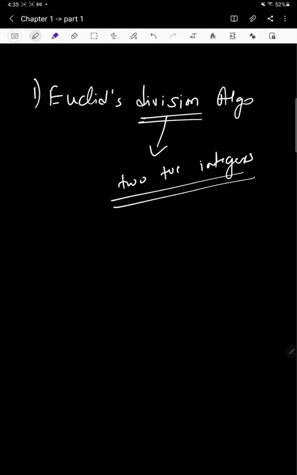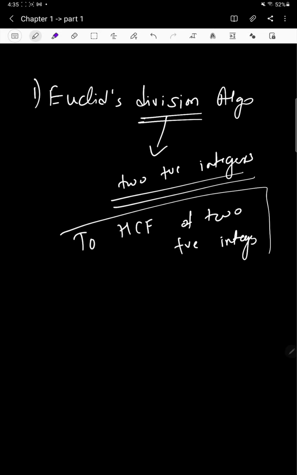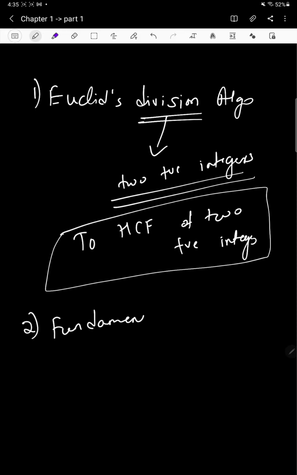And why do we basically use this thing in this chapter? We use this to find HCF of two positive integers. The main reason of learning this algorithm is to find HCF of two integers. The second property which we are going to learn from this chapter is fundamental theorem of arithmetic. So in last property we have seen that it deals with division.